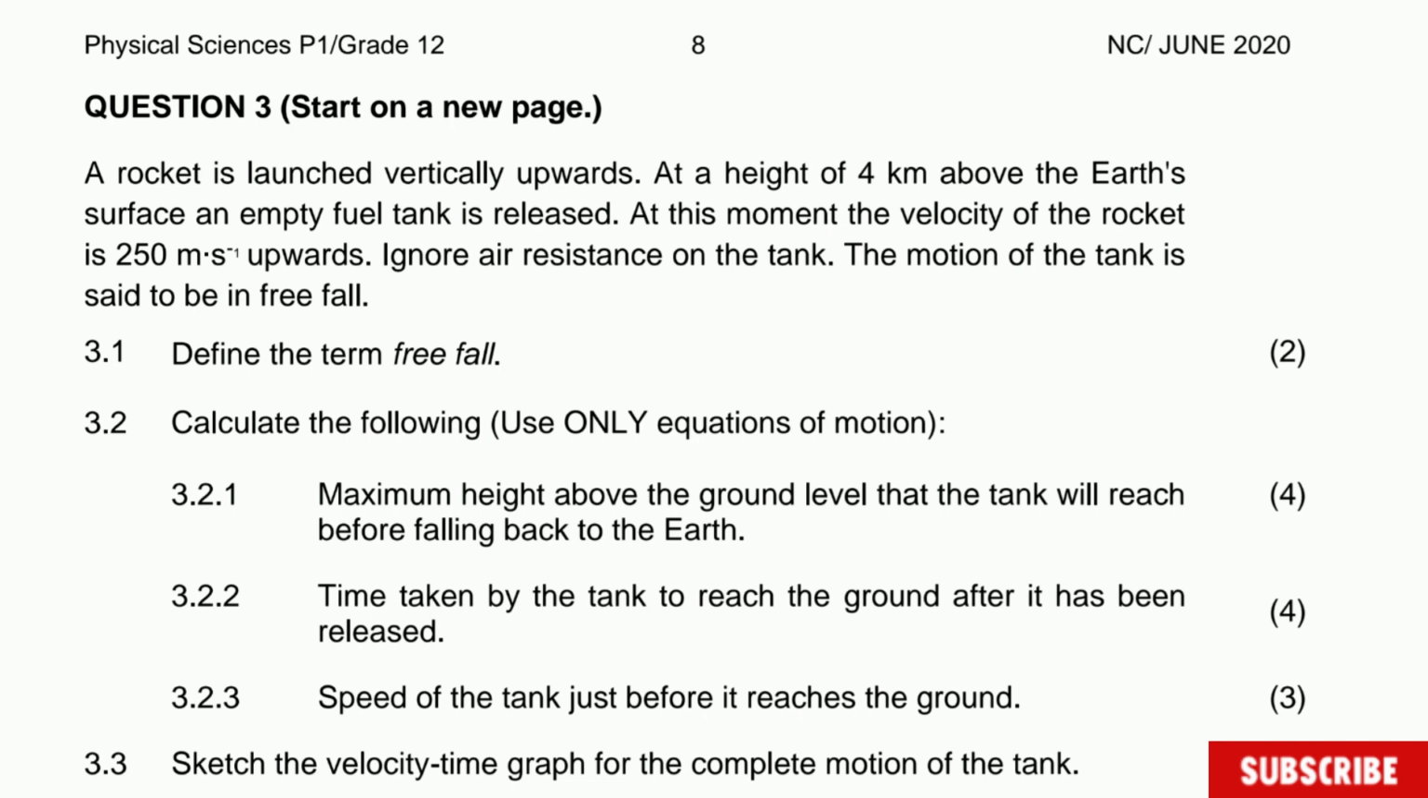The question says a rocket is launched vertically upward. At a height of 4 kilometers above the Earth's surface, an empty fuel tank is released. At this moment, the velocity of the rocket is 250 meters per second upward. Ignore the air resistance on the tank. The motion of the tank is said to be in free fall. Define the term free fall.